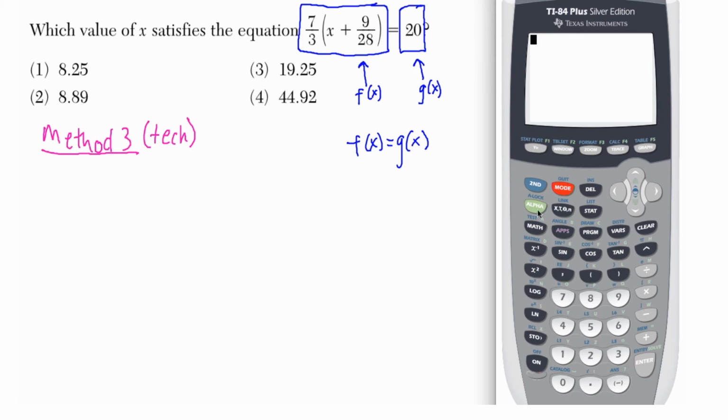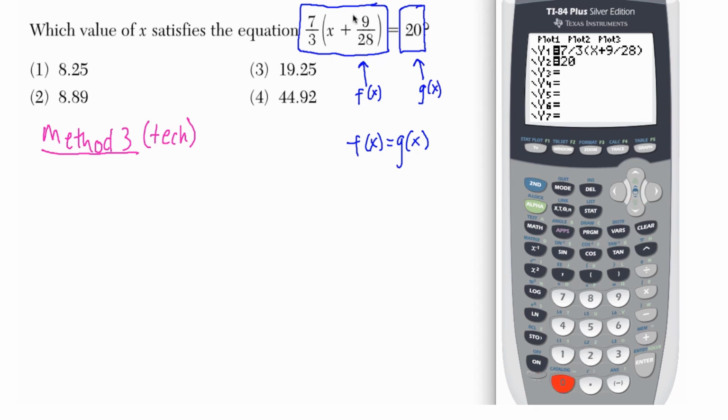So we're going to go to our graphing calculator, to y equals, our grapher. And for y1, or f of x, our first function, we're going to type the left side of the equation. So we'll do 7/3, parentheses, x, which is this button here, plus 9 divided by 28. Close our parentheses. And this is y1. So we're essentially setting the first function in our graphing calculator to the left side of the equation, which we're going to call f of x. And then in y2, we're going to set that to the right side of the equation, which we're going to call g of x, or y2. And we'll just type in 20, because that's all that is on that side.